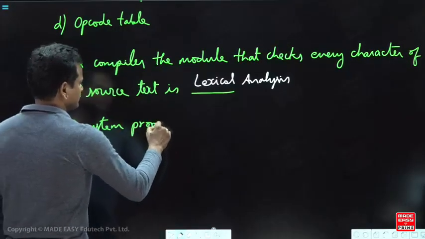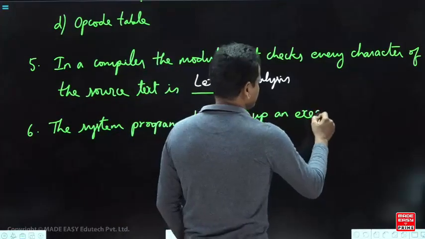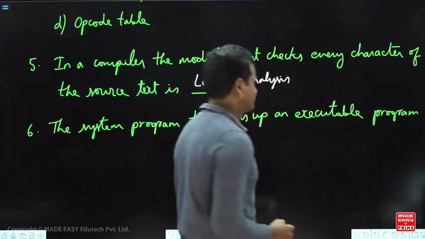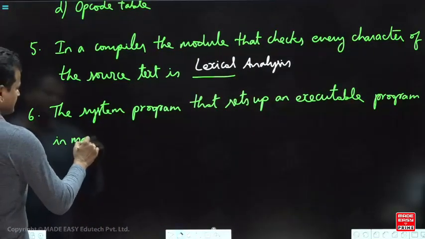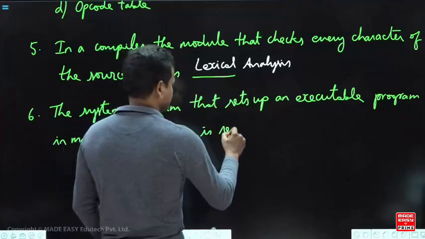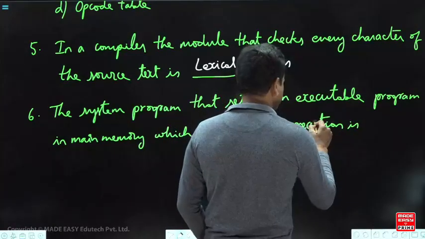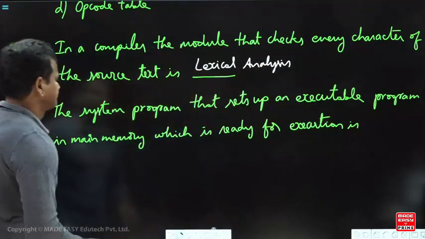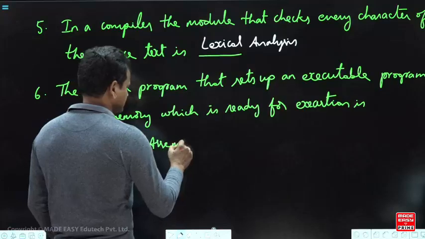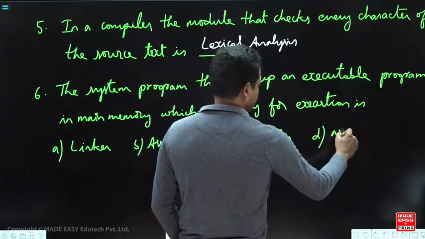The system program that sets up an executable program in main memory which is ready for execution is: option A, linker; option B, assembler; option C, compiler; D, none.